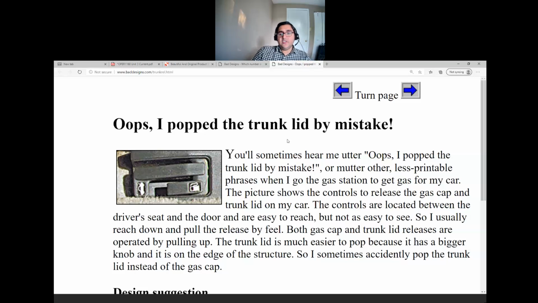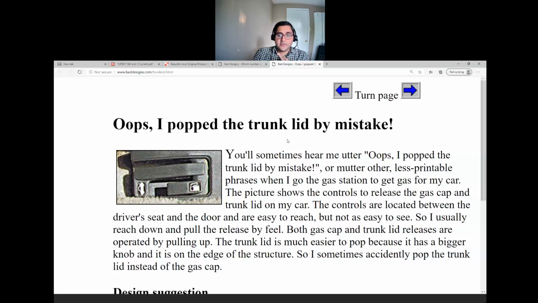I won't be able to see what's there. I will be just pulling out one of these and then realize, oh, I opened the wrong one. I popped the trunk lid by mistake. So this is another good example of a bad design.